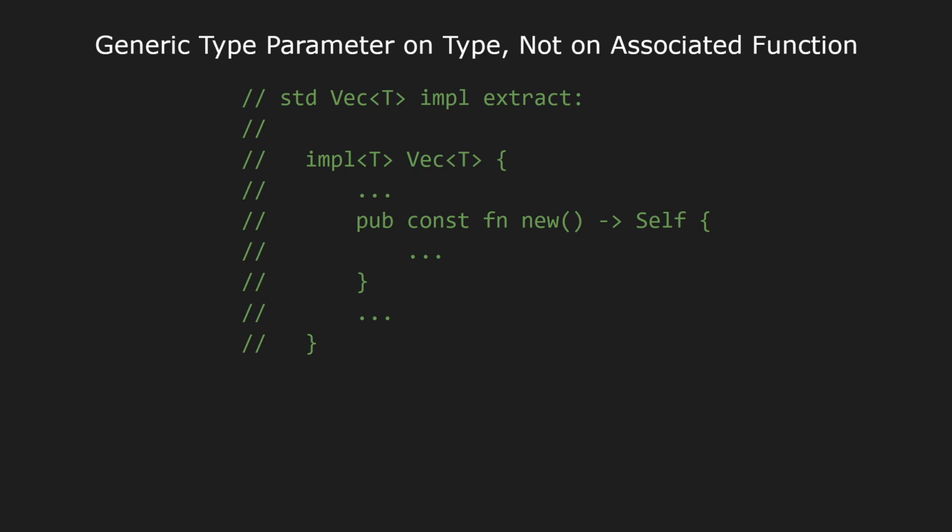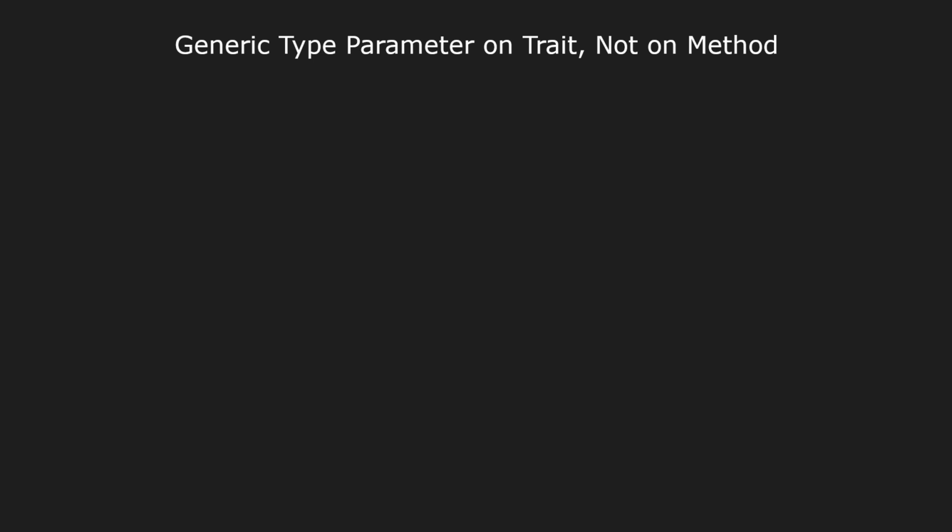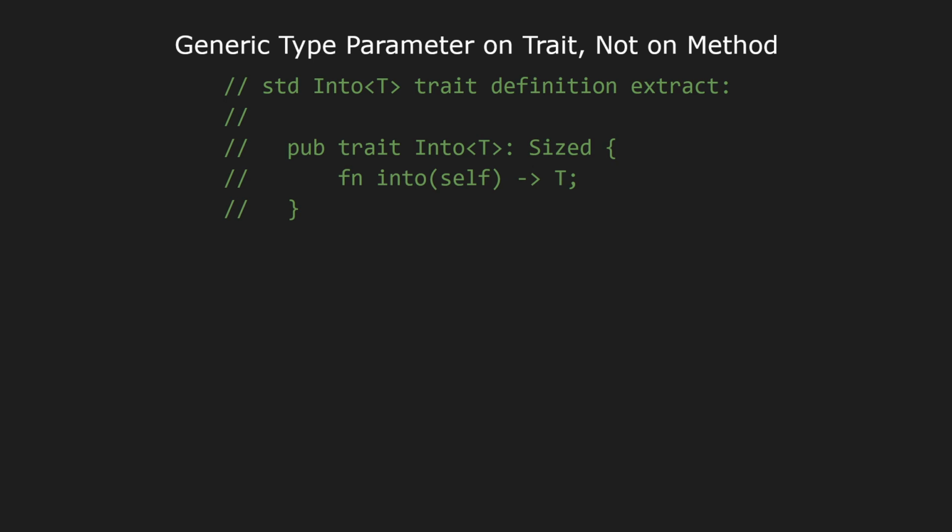The generic type parameter is on the Vec, so calling Vec::new with Turbofish syntax looks like this, or avoiding the Turbofish like this. Next, there are trait methods where a generic type parameter is specified on the trait, not the method. For example, the Into trait and its into method.